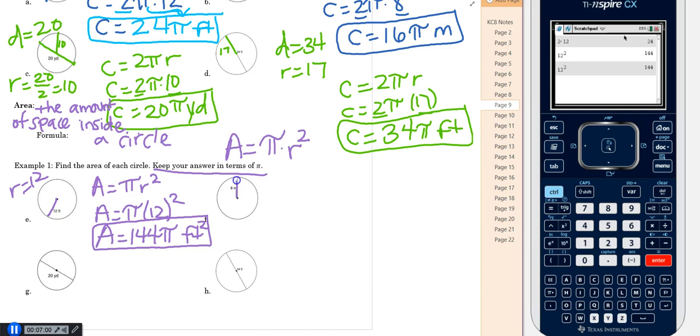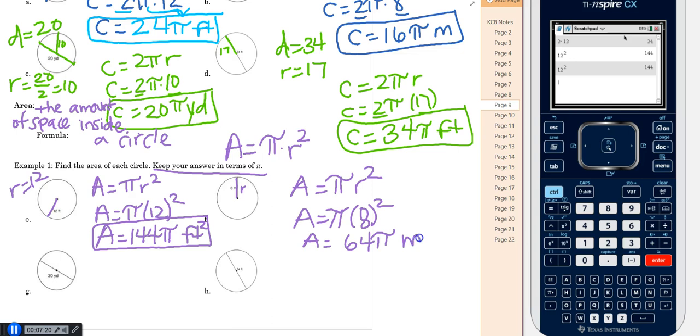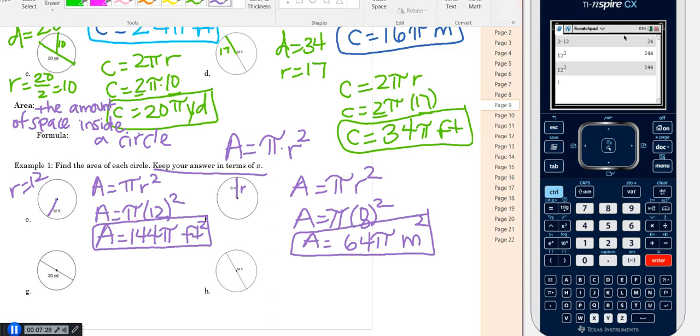Next example, we have my radius is right here, which is 8. So pi r squared, pi times 8 squared. 8 squared is 64. So therefore 64 pi, what were my units? Meters squared.